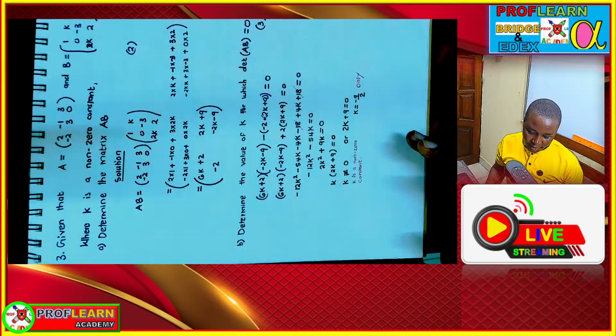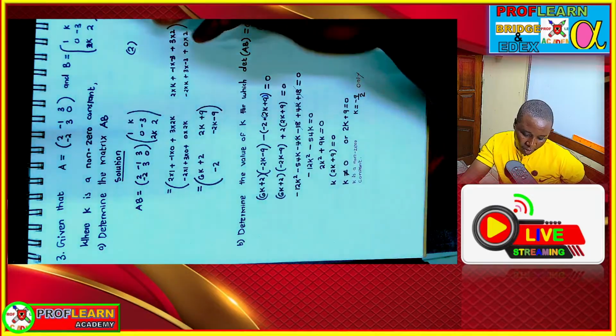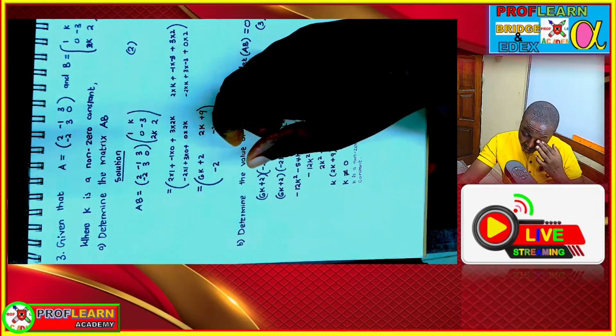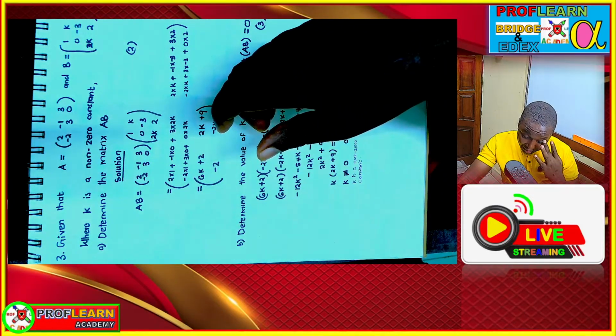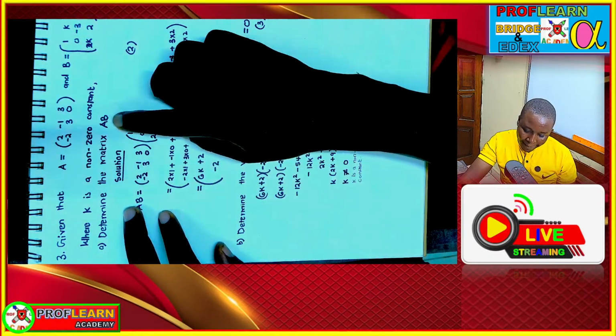Also, this is a question that was tested in an exam. You are told, given that A is this matrix and B is this particular matrix, where K is a non-zero constant, this K that we are having here. Then you are supposed to determine the matrix AB.